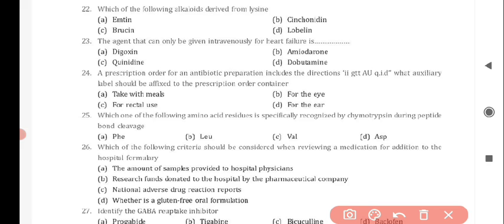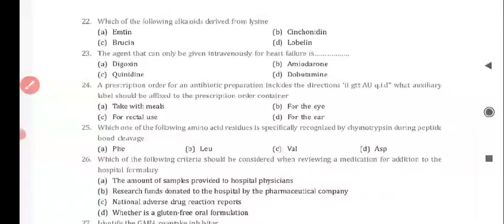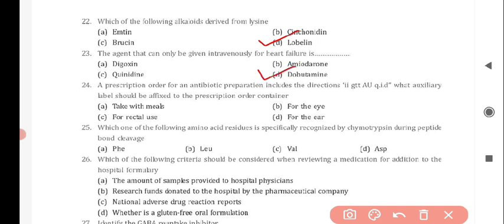Next question is which of the following alkaloids is derived from tyrosine? Is derived from lysine, and the correct answer is option D, lobeline. Next question is the agent that can only be given intravenously for heart failure is, and the correct answer is option D, dobutamine.